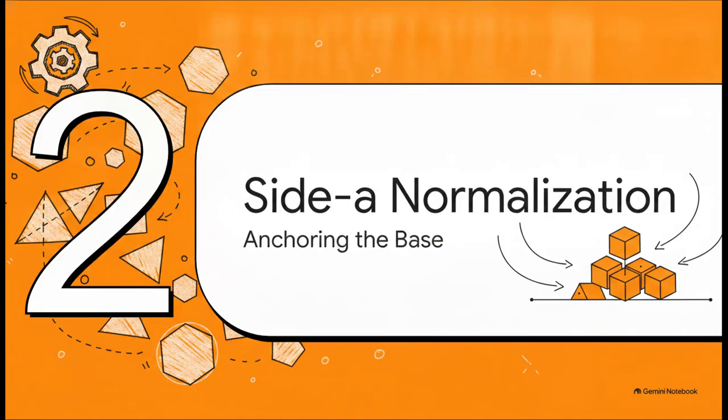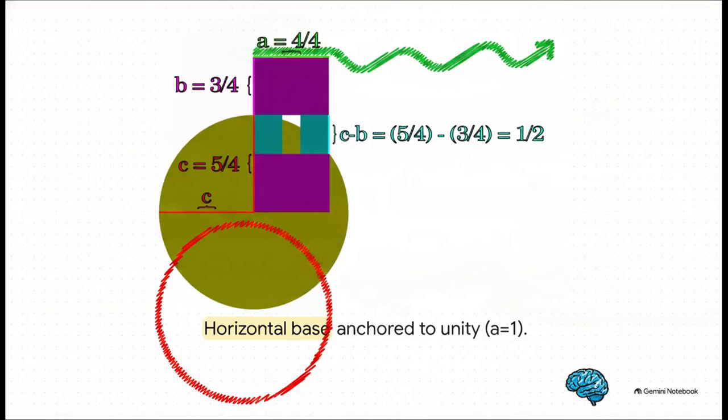Section 2, enter side A normalization. Okay, so how do we actually fix this infinite drift? Well, we swap out those zero-dimensional points for finite, physical, geometric constraints. This is a concept called side A normalization, and it anchors a horizontal base perfectly to the unit axis.